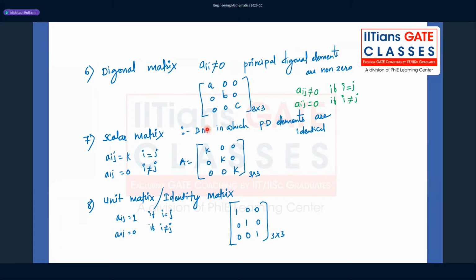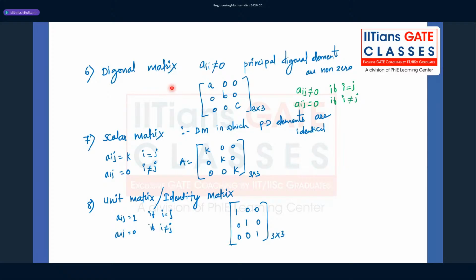Scalar matrix is what? A diagonal matrix in which principal diagonal elements are identical. So K, K, K means 2, 2, 2, 3, 3, 3, 4, 4, 4, 5, 5, 5, anything, right? If all the elements along the principal diagonal are the same, then that diagonal matrix is called a scalar matrix.